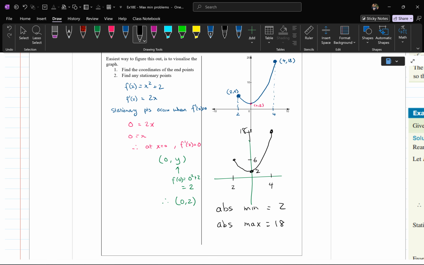18. Very good. It's the y value, the largest y value you can have. It's 18. Some students will write 4. Okay. Well, sometimes they even write 6 or 2.